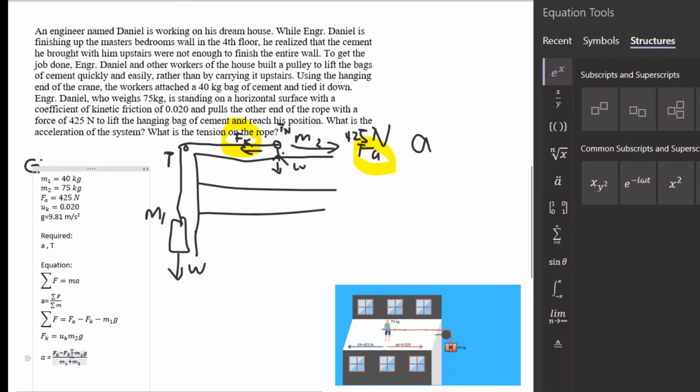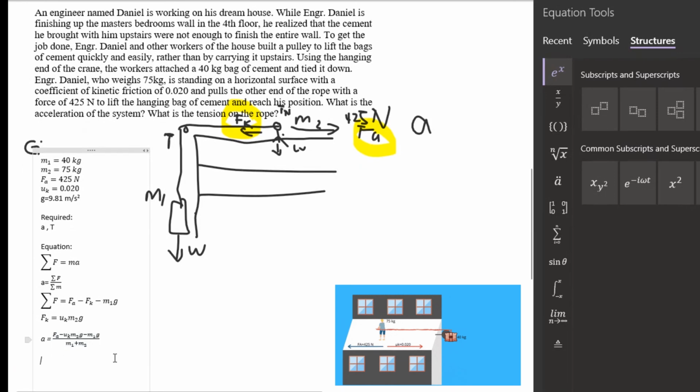So let's replace the kinetic friction with this formula. It'll be like this. So there we got the first equation, the equation for computing the acceleration of the whole system.